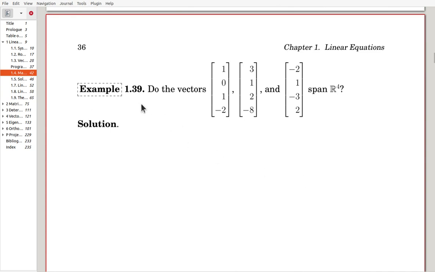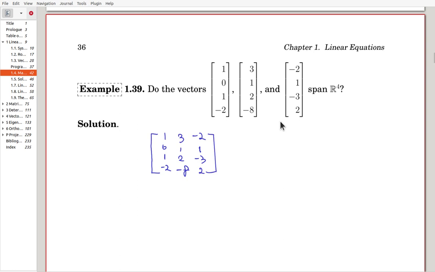Now, thus the 3 vectors span R4. Okay, let's try to use the same technique again. So we try to make a matrix A collecting these three vectors: the first column 1, 0, 1, minus 2, the second column 3, 1, 2, minus 8, and then the third column minus 2, 1, minus 3, and 2.